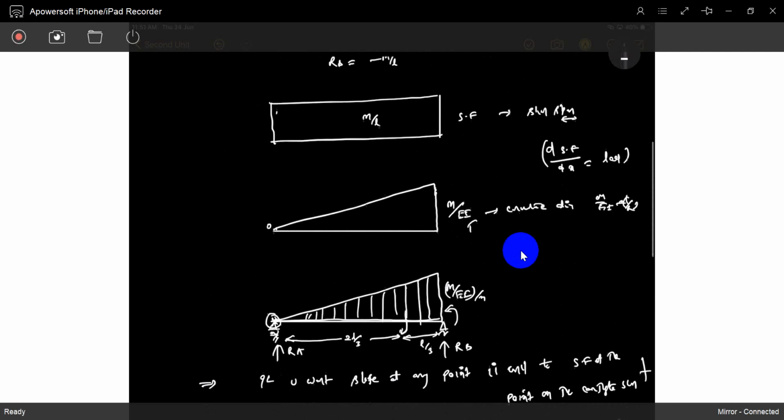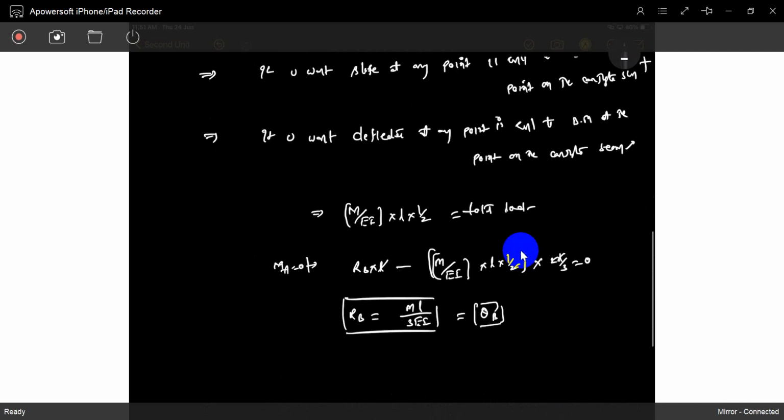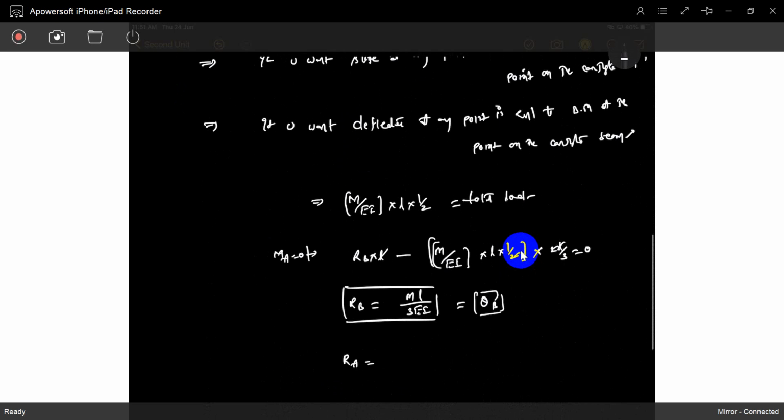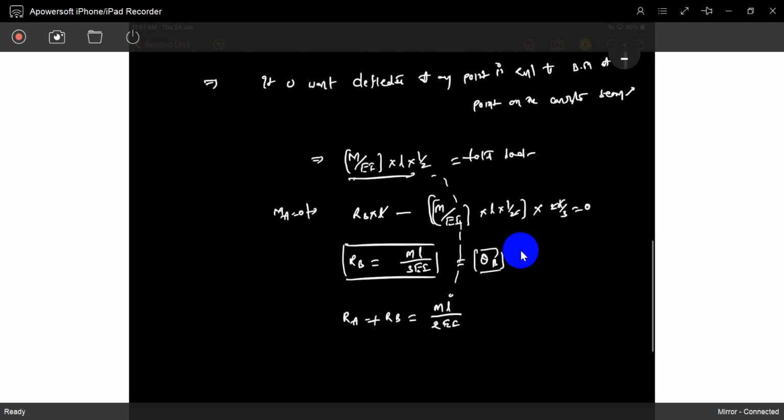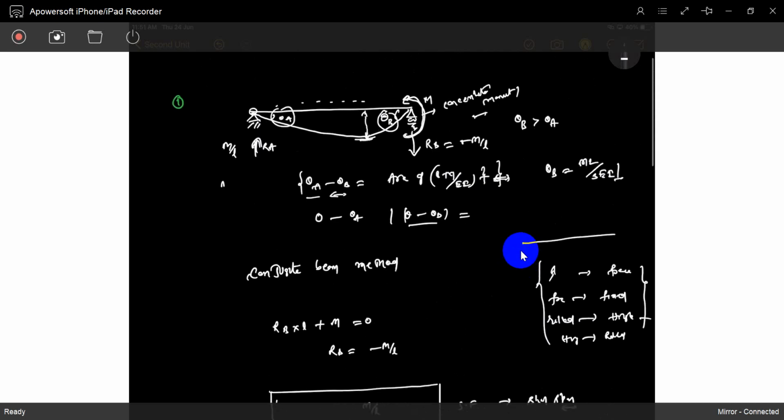That's it. Now I also want to find the slope at A, which is RA. RA plus RB is the total load, which is ML by 2EI. So RA is ML by 2EI minus ML by 3EI. What is the value? ML by 6EI. That is the slope at A. Those are the two different quantities, and you also know theta B is greater, since it is ML by 3EI. That's it.